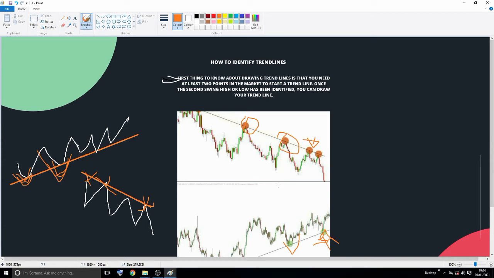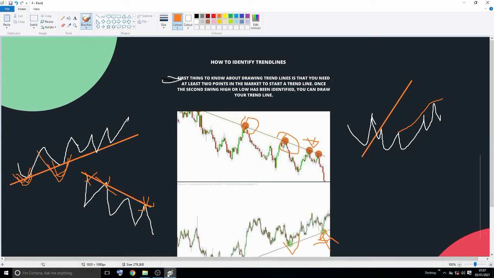You need 2 points. You can't just draw, because the price can move like this, and then you can't just assume that now we have a trend, because the price can just come back and continue to move the way it wants to move, and you just drew a line without having a clear point. So you need at least 2 points to draw a trend line.